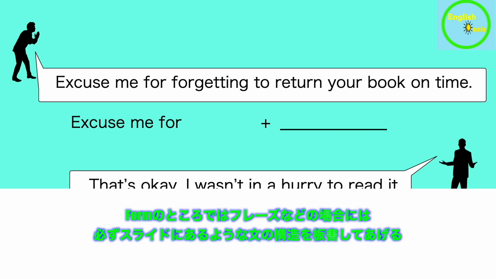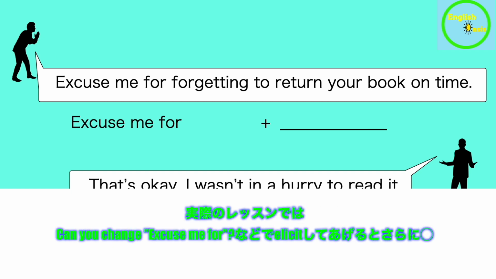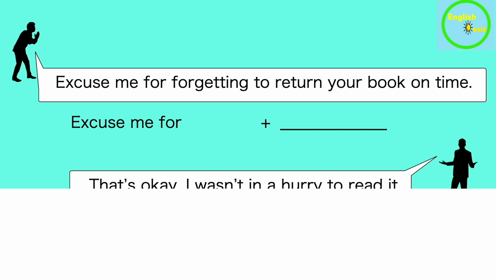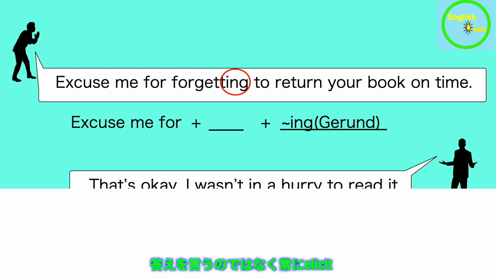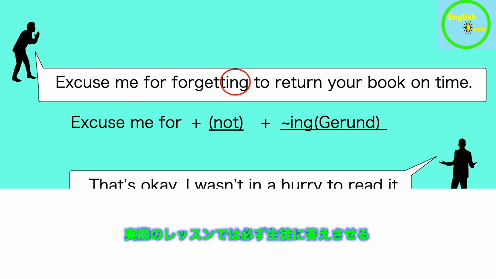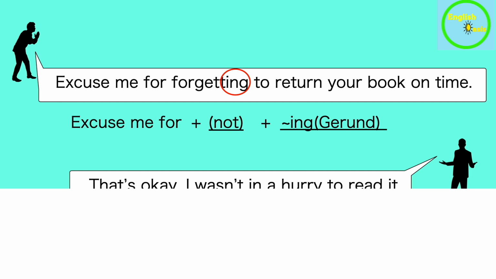Okay. So now, let's check the form of this sentence. First, excuse me for. Here is fixed, so you can't change this section. And after excuse me for, what form do we need? Please look. So, we need ing form, or you can say gerund. When you make it negative, what do we need before ing? Yes, we need not.